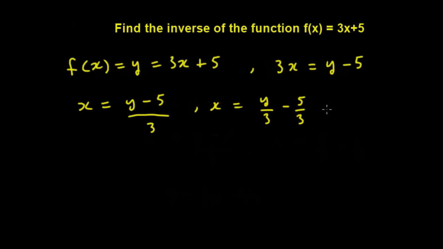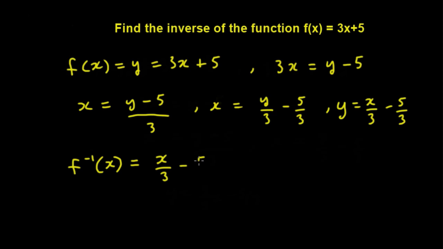Now what we have to do is swap the x and y's. So the y becomes x and x becomes y. So we say then y is equal to x upon 3 minus 5 upon 3. And this here is our inverse function. So we could say that f inverse of x is equal to x upon 3 minus 5 upon 3.